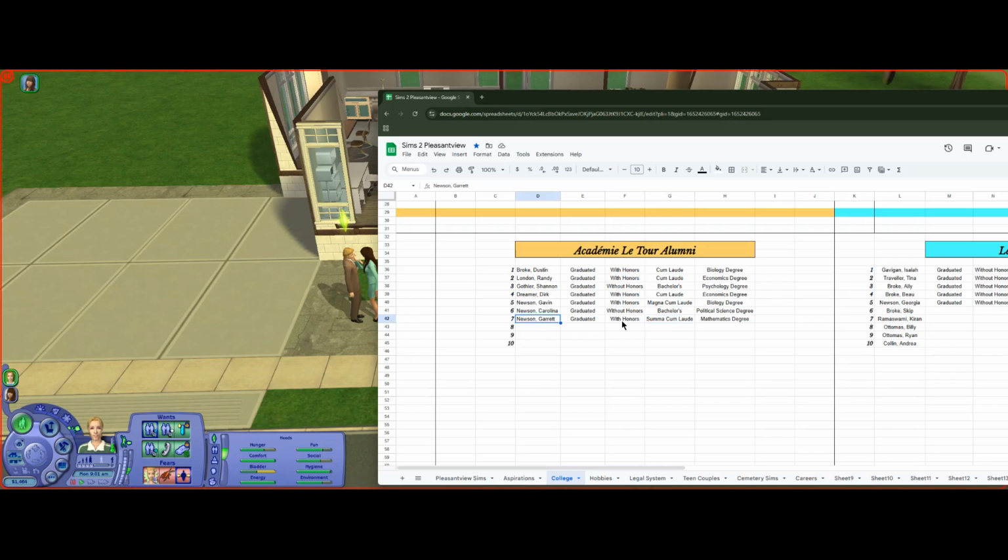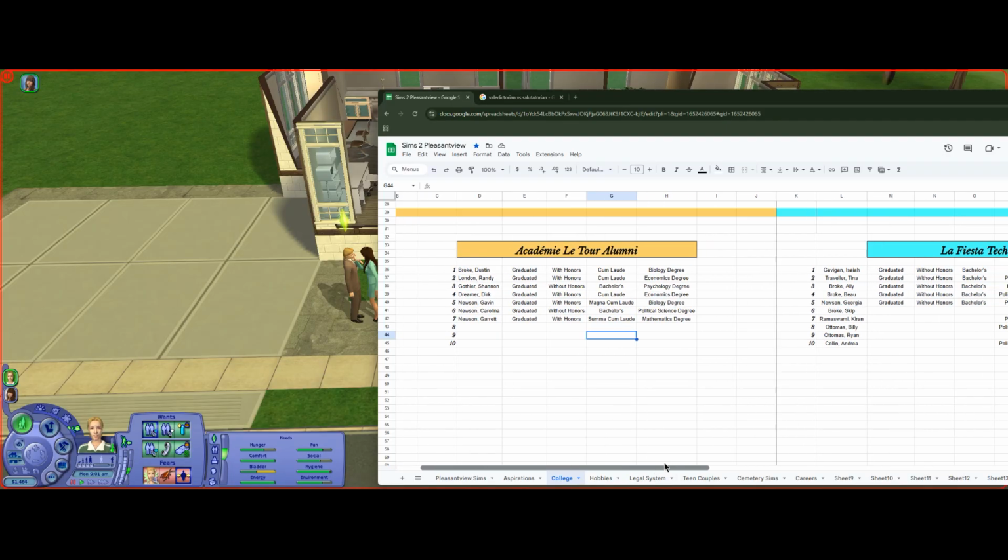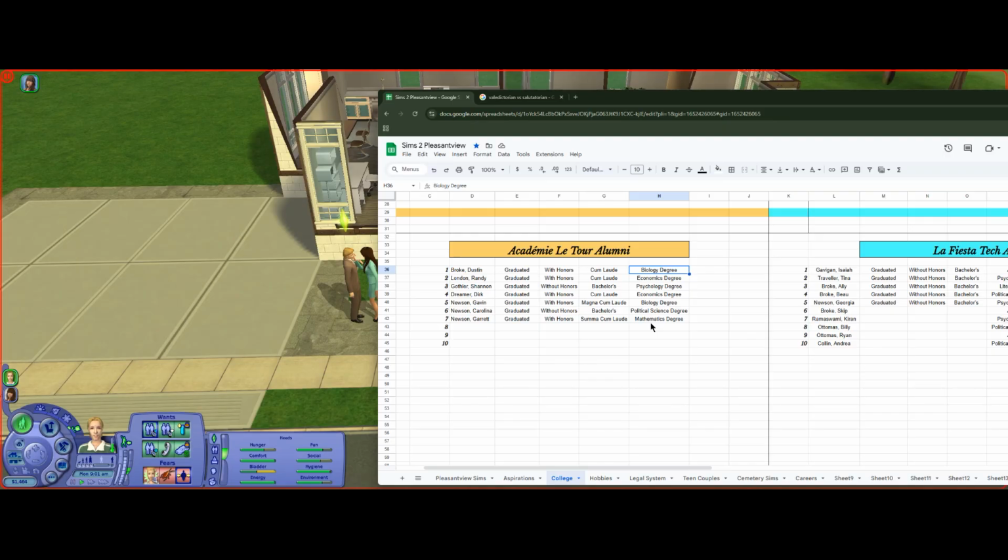But Garrett here, summa cum laude, he graduated with a 4.0, didn't miss a beat. He was number 1 at the top of the graduating list. So I'd like to think of summa cum laude as valedictorian, and magna cum laude as salutatorian. So yeah, these two, Gavin and Garrett, both Newsons, actually graduated with the highest honors when they were in Academy Latour. And also this last column here tells me what degrees my Sims chose to go into.